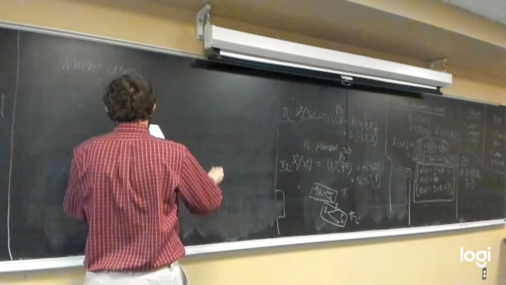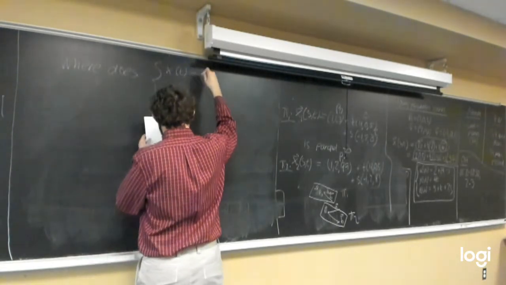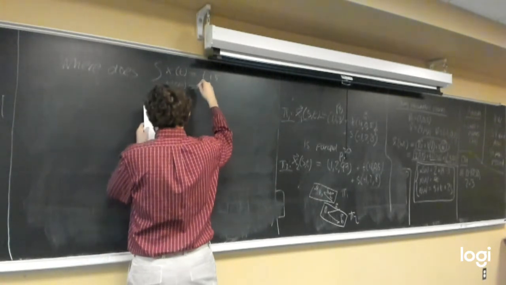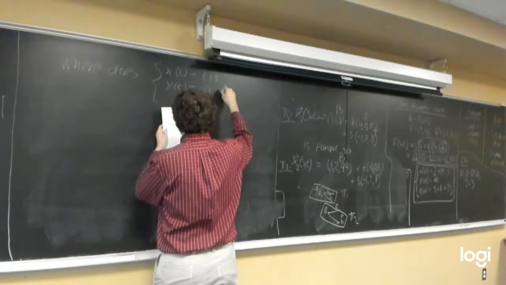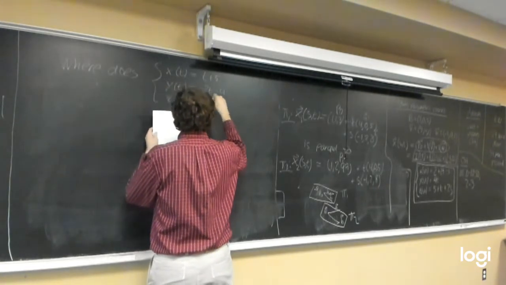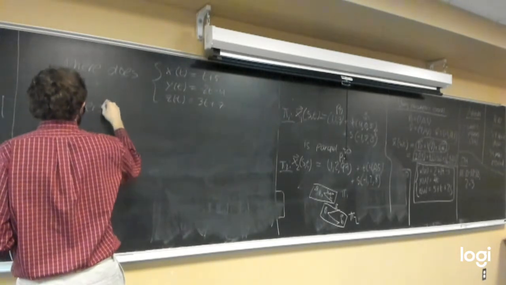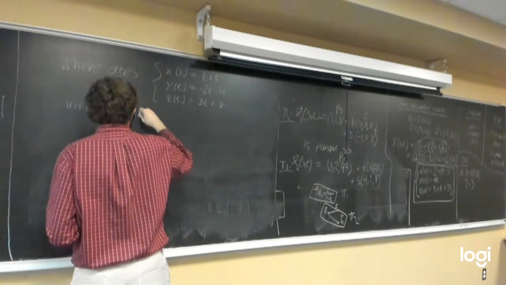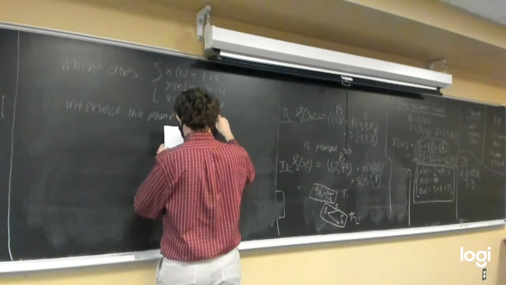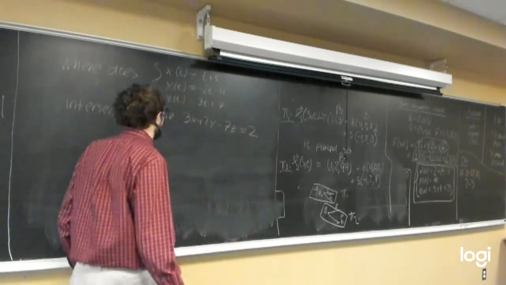In other words, where does the line, whose equations are given by x of t is t plus 5, y of t is equal to negative 2t minus 4, and z of t is equal to 3t plus 7, intersect the plane 3x plus 2y minus 7z equals 2?